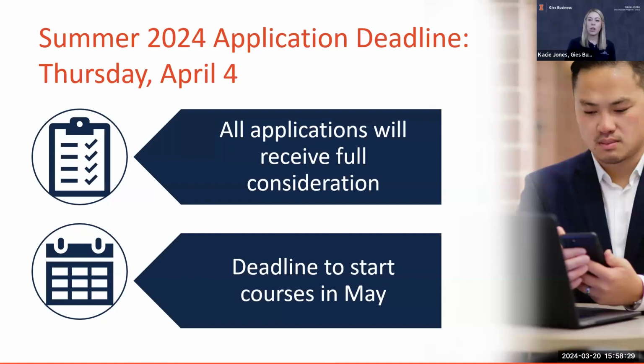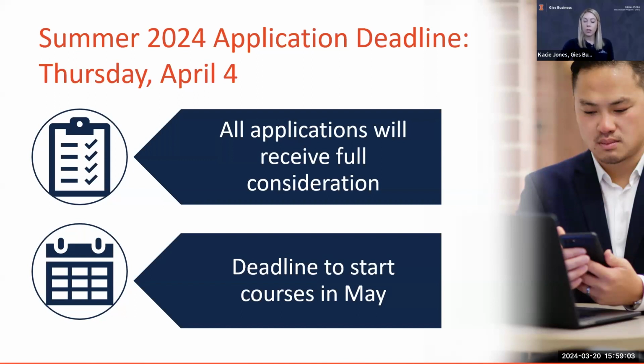We have 2 application cycles open right now. So for any of our 3 degree programs and many of our graduate certificate credentials, as well as the non-degree, you can start in the summer term, which begins in May. Applications for that program are due in about 2 weeks. So Thursday, April 4th, or I should say for that start date. All applications received by that date will receive full consideration. We'll get you a rather quick decision so that we can get you onboarded and started in May.